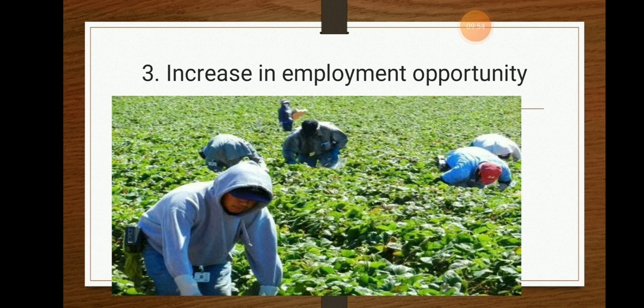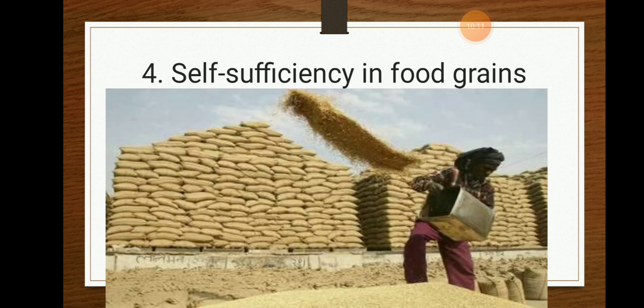So the people used to go there, they used to work for a longer period of time, and later on they earned a good income. By this, with the increase in the green revolution, the employment opportunity for the people also increased. And as told earlier, the main implementation thing was self-sufficiency in food grains.